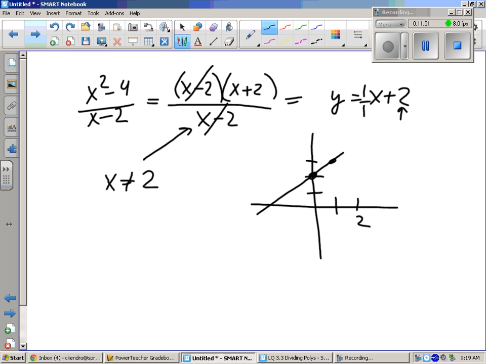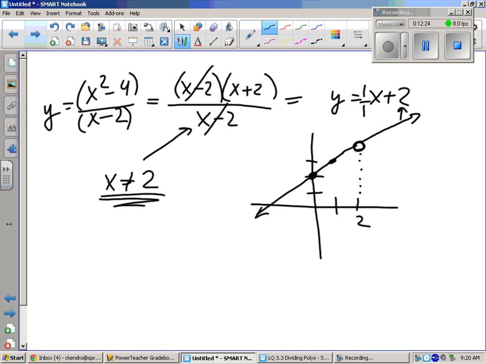However, when I get to 2 for x, it cannot be 2. So I pay attention and I actually put a hole in the graph at that spot. So it jumps over that. And if you try to graph that on a graphing calculator, it'll look like this line. You won't see this hole because it's so tiny. You'd have to zoom in about 20 times to see that hole in the graph.